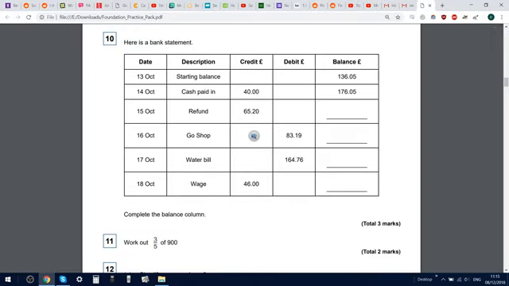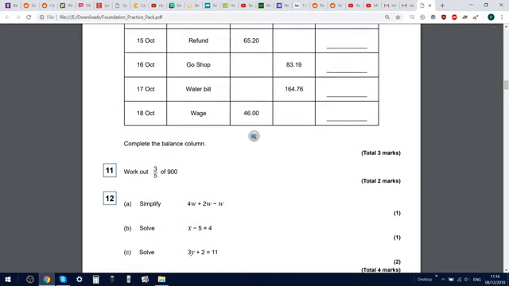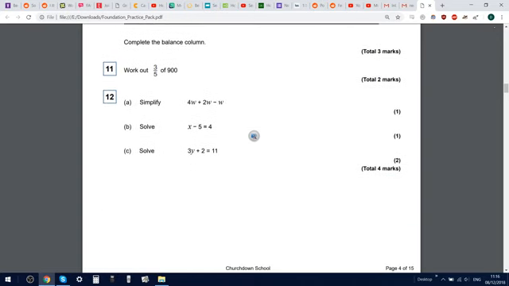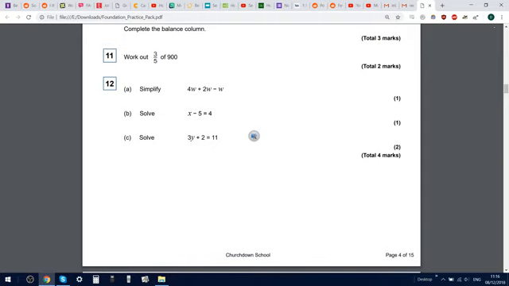Okay, so yeah, there's a little clue there. Credit is money coming in, debit money going out, and you can kind of see, like if you get a refund, that's money coming in, and then obviously cash paid in. Oh yeah. Okay, question 11. Okay.